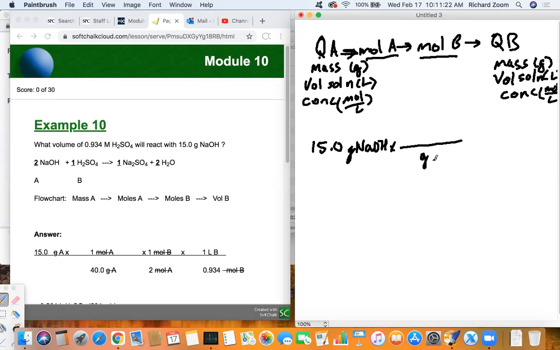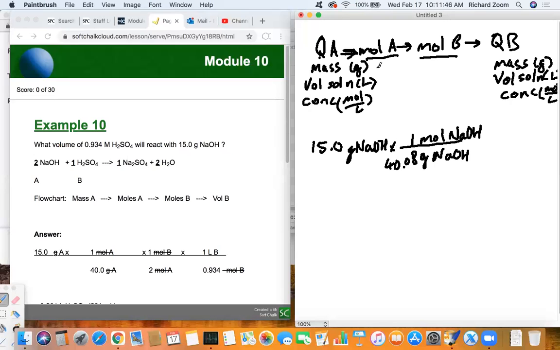Then we'll have grams of NaOH in the bottom here, and moles of NaOH will be on top. Remember, that's what we want to find first. It'll be one mole of NaOH over 40.08 grams of NaOH. Any questions so far?